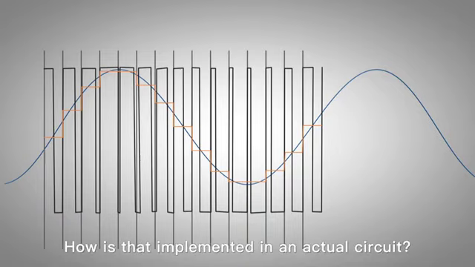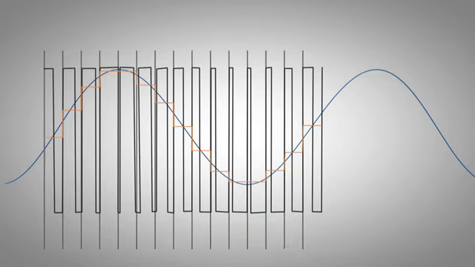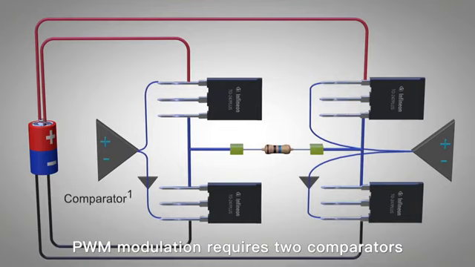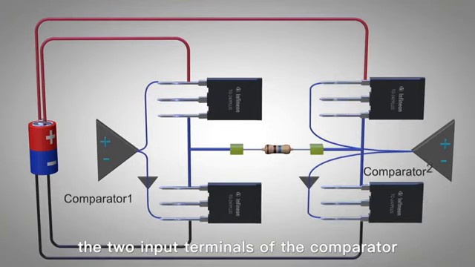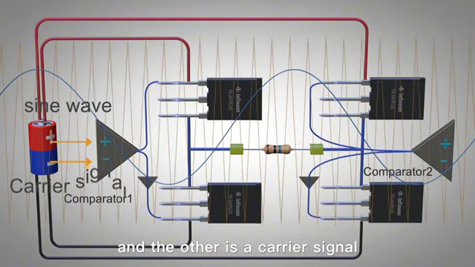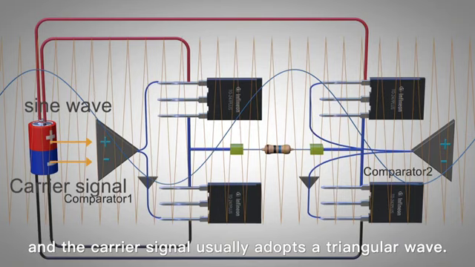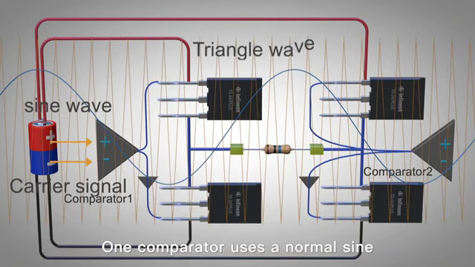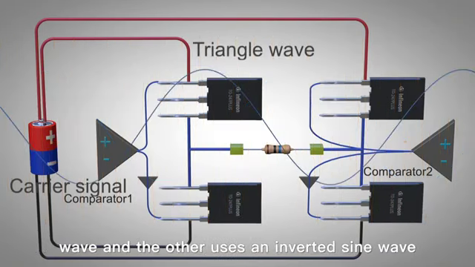How is it implemented in the actual circuit? PWM modulation requires 2 comparators. The 2 input terminals of the comparator, one is a normal sine wave signal, and the other is a carrier signal. The carrier signal usually uses a triangle wave. One comparator uses a normal sine wave, and the other comparator uses an inverted sine wave.